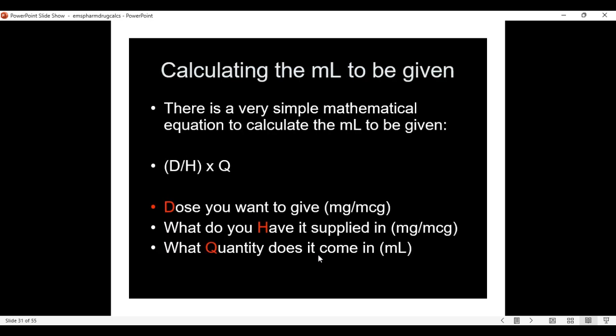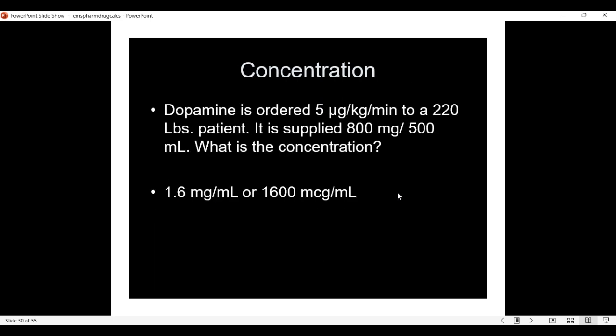Okay, did you get, oh no, I'm sorry. That was the answer. That is the micrograms, right? They're wanting the concentration. They didn't want the dose. I'm sorry, I messed up right there.